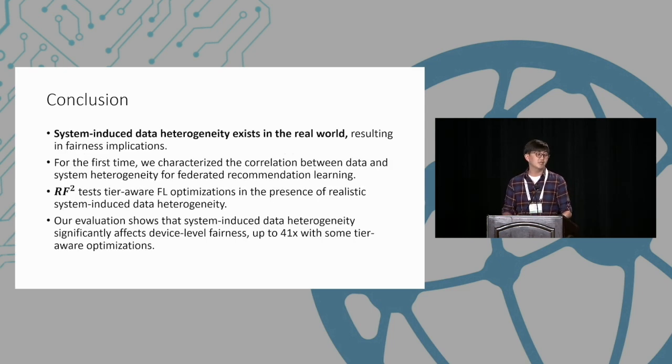So we have seen that system-induced data heterogeneity exists in the real world. It is very real, and it can cause real fairness impacts. So RF square is a simulator for you to study those kinds of effects when you don't have access to real-world data. And our evaluation shows that RF square can simulate such a realistic effect, and you can have interesting observations about the optimizations that you are designing.